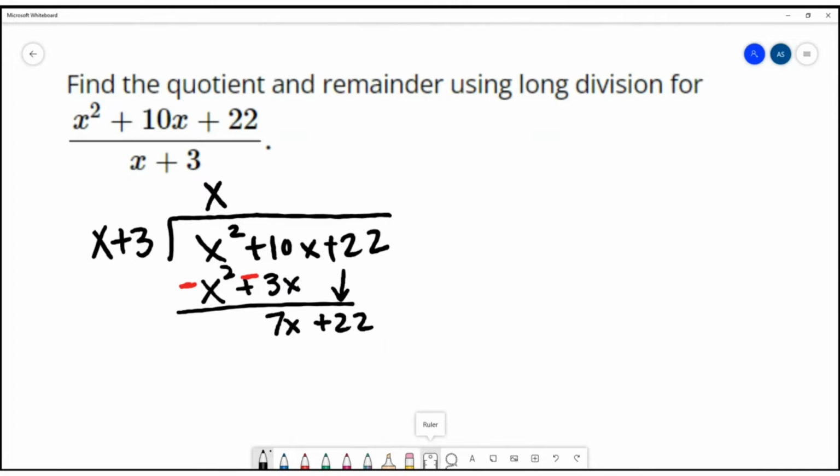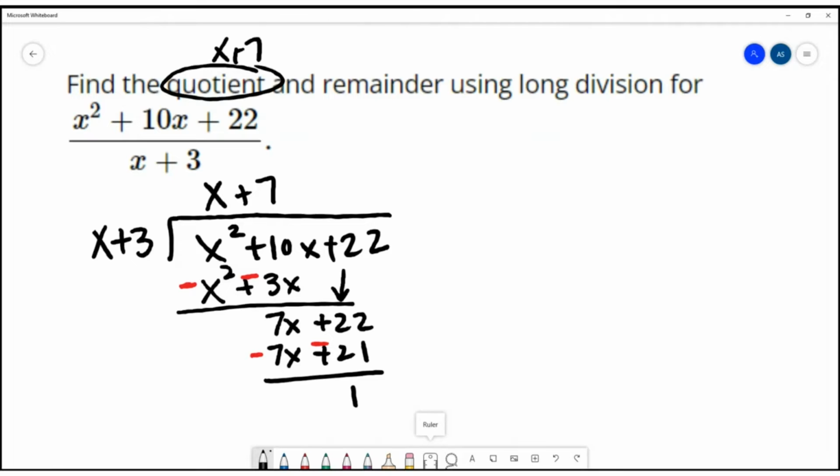Once again, we're going to focus on the first terms. We're repeating that last process over again. x divides into 7x 7 times. 7 times x is 7x. 7 times 3 is 21. On this step, we're going to subtract, change the signs. 7x minus 7x is 0. 22 minus 21 is 1. And this is where we're done. We have the quotient being x plus 7 and the remainder 1.